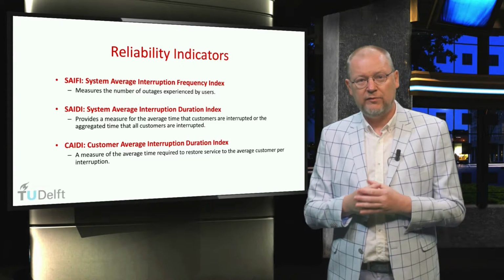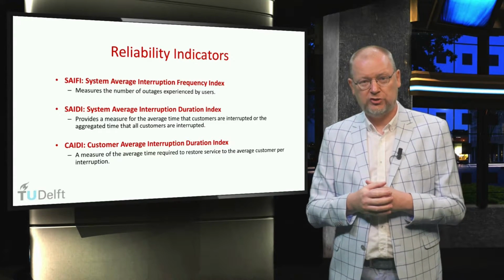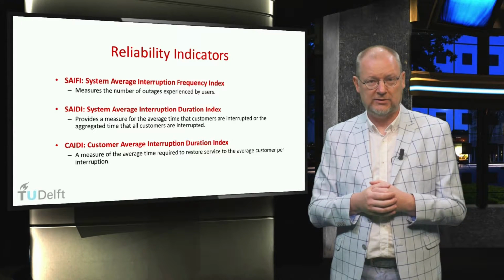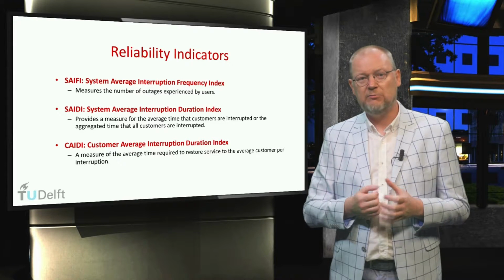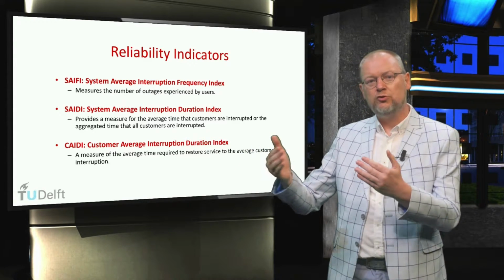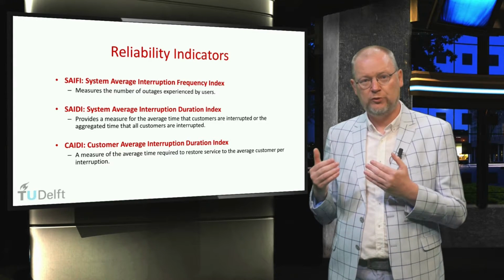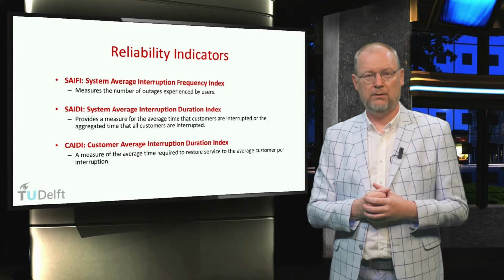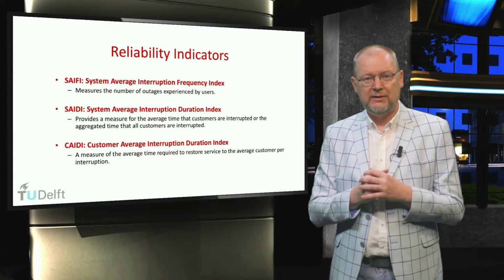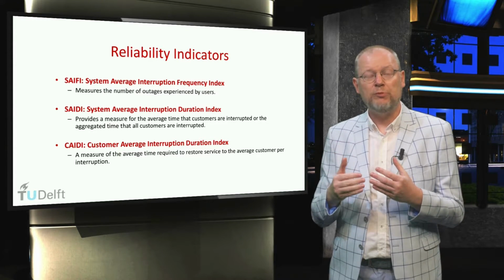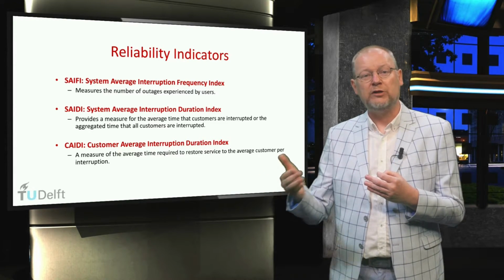We also have CAIDI, the Customer Average Interruption Duration Index. This is the measure of the average time required to restore service to the average customer per interruption. So from the moment that the interruption becomes transparent, this measures how much time is needed for restoring the system.